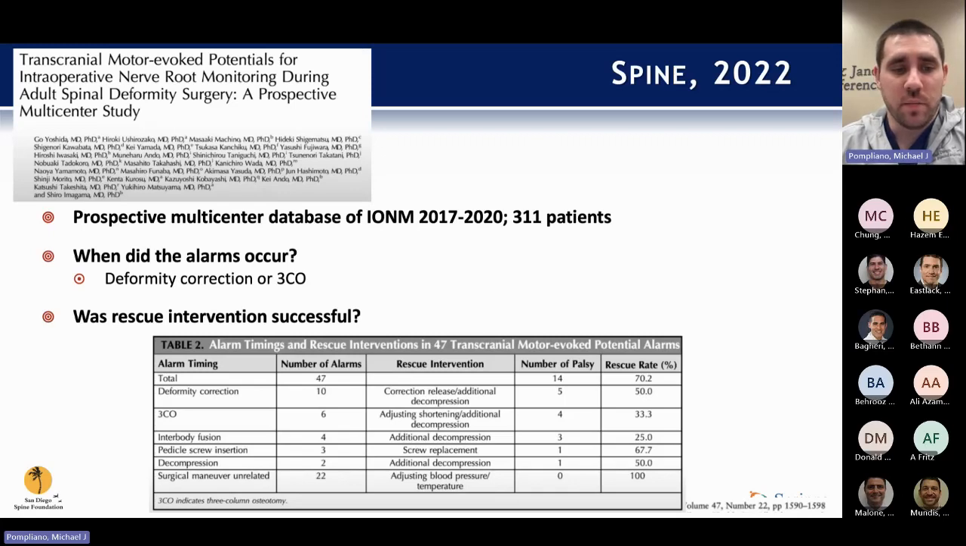You can see in that chart below, the bottommost row, surgical maneuver unrelated, was 22 alarms. So it was by far the majority, but those were considered responses to either physiologic or non-physiologic things outside of the actual deformity. So adjusting blood pressure, responding to those insults, had a 100% rescue rate, as expected. Once you remove those, by far the two most significant were deformity correction and 3-column osteotomy, which are still relatively high rate overall, but as we all know, high risk procedures as well.